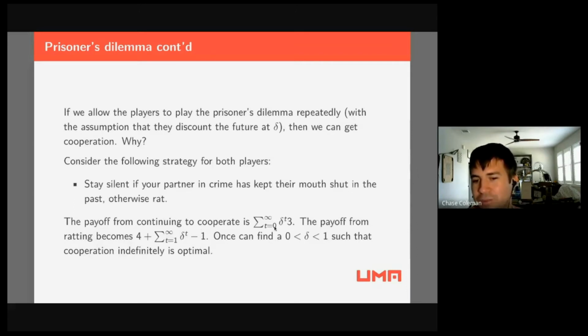So with delta equals 0, you would want to still rat someone out because that's the case in which you basically don't value the future at all. And as delta gets really close to 1, then 3 over 1 minus something close to 1 gets really, really big. And -1 over 1 minus something close to 1 gets really, really negative. So there's some delta between 0 and 1 such that you prefer to cooperate. And the trick in a repeated game is just to make sure that you both have enough patience that you're willing to cooperate.